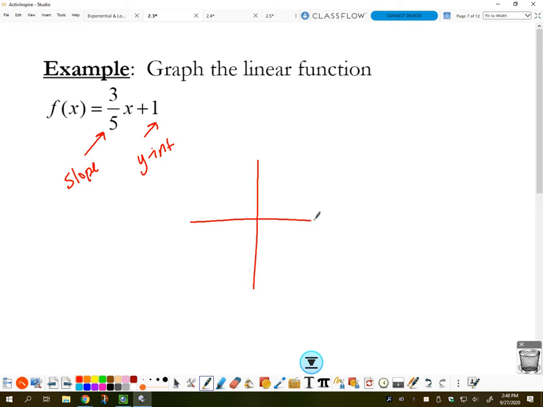So on a graph, we are going to start at 1 on the y. We are going to rise 3 and run 5. You could also go down 3 and left 5. And then connect your points. I could use my line drawing tool, but this is like a picture, and so it won't show up, so I have to try to draw a line, and I'm not that awesome at it. All right, so that's our line.